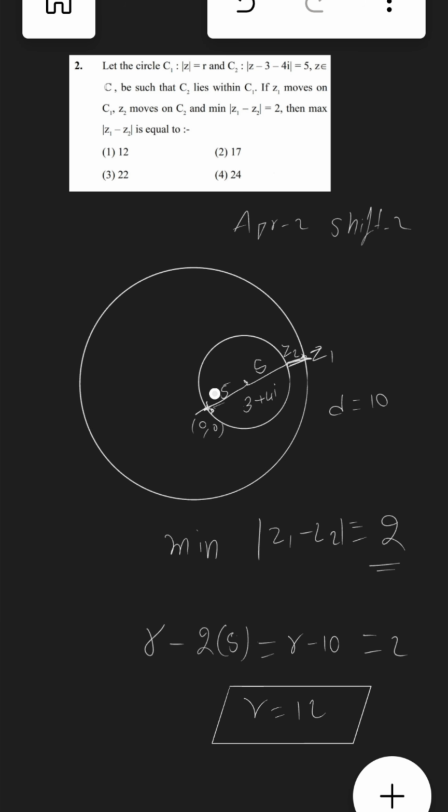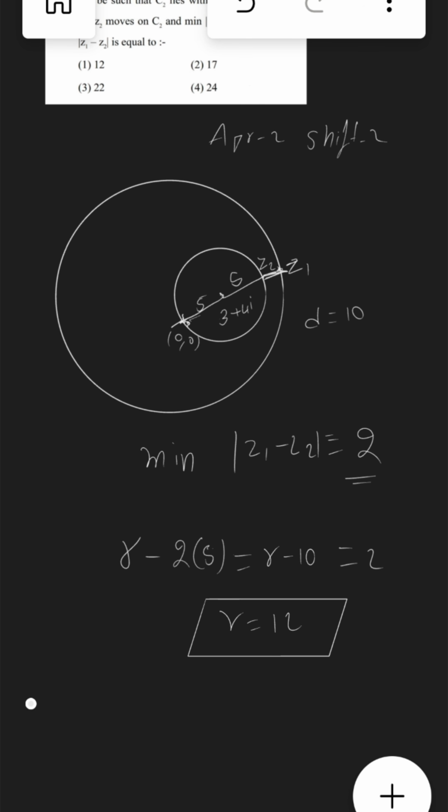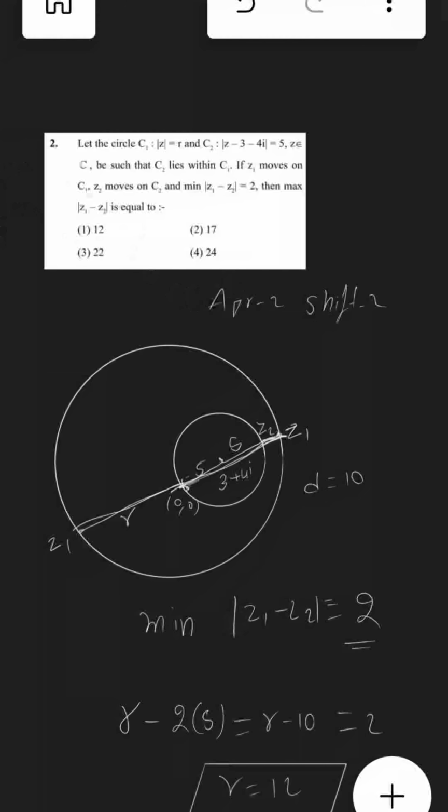And what is the maximum value of mod of Z1 minus Z2? The maximum value is when Z1 is formed here, taking the diameter. So the maximum value is the radius R plus the diameter 10, which is equal to 12 plus 10, which is 22. So the maximum value is 22.